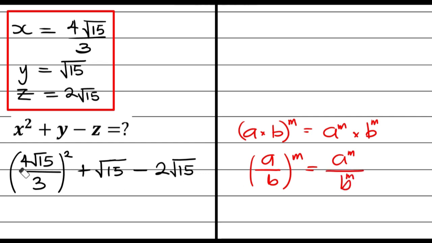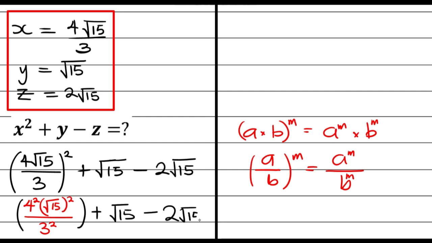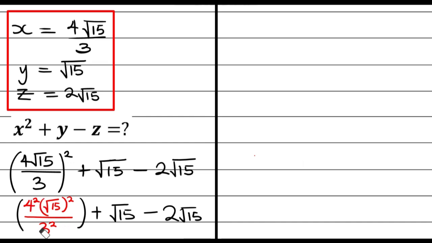That is why the same thing will be applied to whatever we have in the parentheses here. That is 4 square, the root of 15 all square over 3 square plus root of 15 minus 2 root of 15. 4 square, that is 16. 3 square, that is 9. 15 square is going to cancel the square root, so we have 15 left. 16 multiplied by 15 over 9 plus root of 15, then minus 2 root 15.